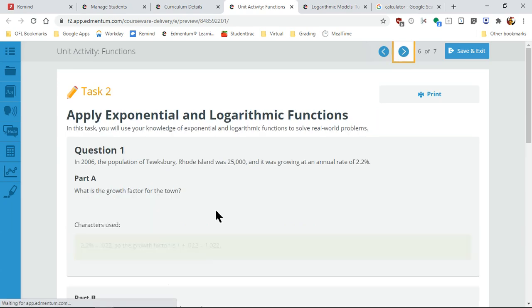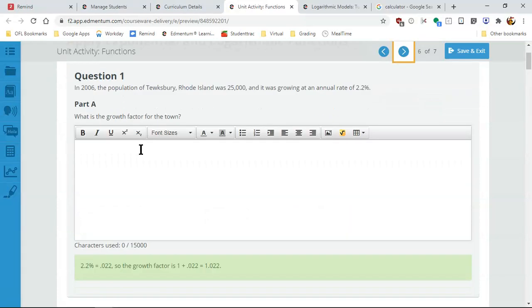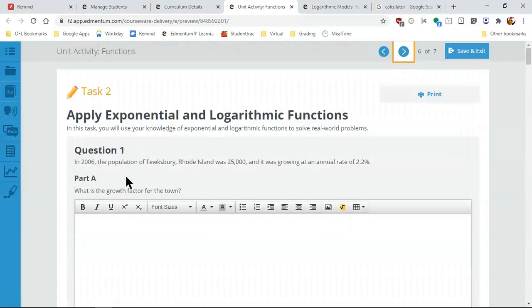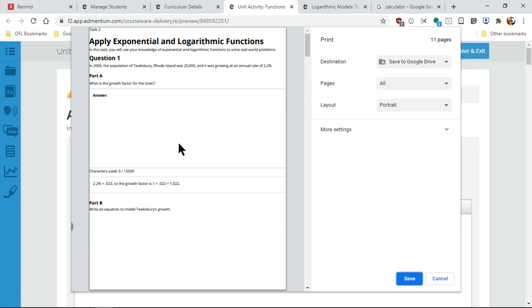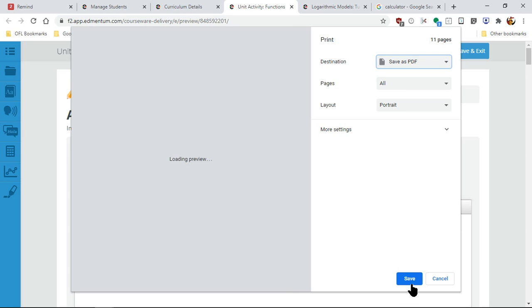Okay. And then here, this is going to show you the answers. So growth factor, when we're talking about a growth factor, we're talking about this percentage. Is there a way I can look at this without showing you guys the answers? There we go. Give me a second. Let me open this up. Save as PDF.